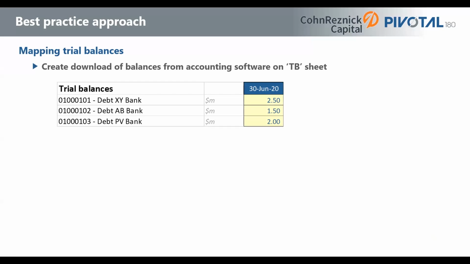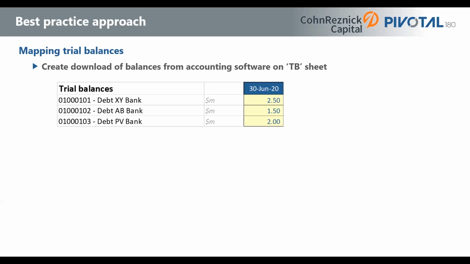The accountants may record this as three separate items in the accounts for their purposes. Perhaps they pay them separately and they want to record this fact. Each of those balances is represented individually, and this is what we call a trial balance. It's a download from an accounting system, just a fancy word for balances downloaded from an accounting system. And each trial balance is listed by its own discrete code, and I've made some up here.